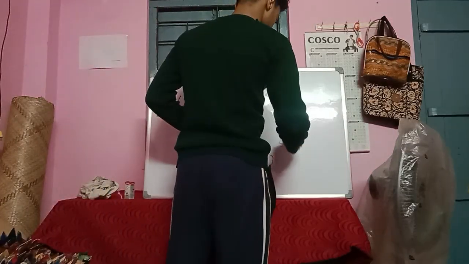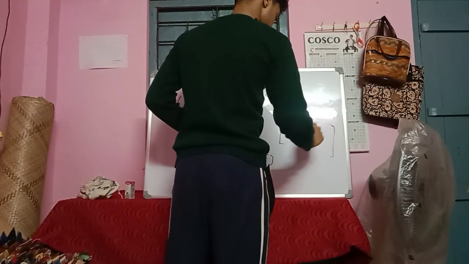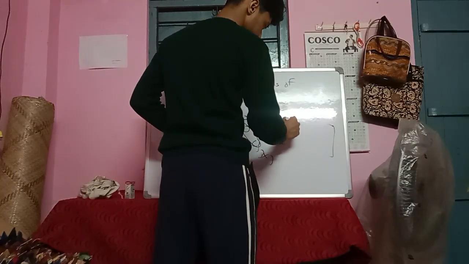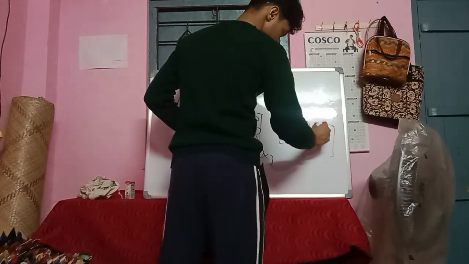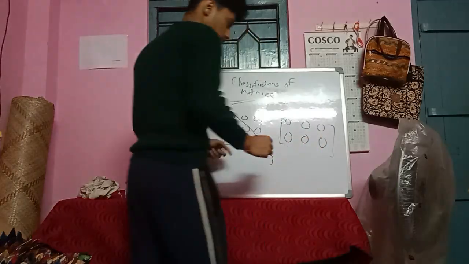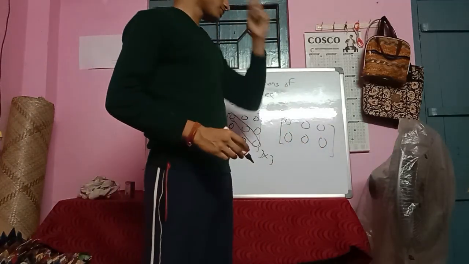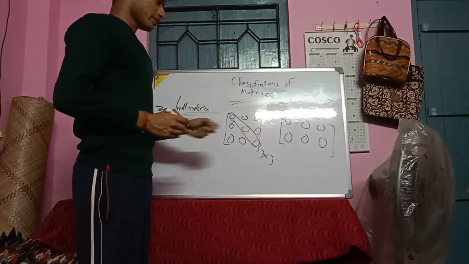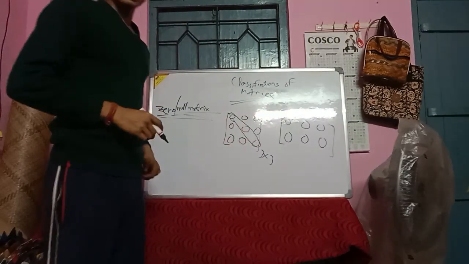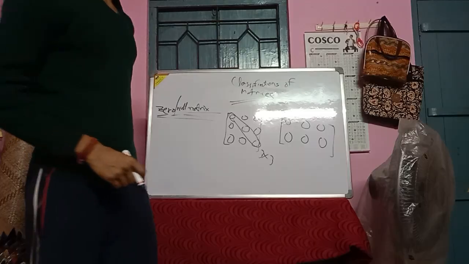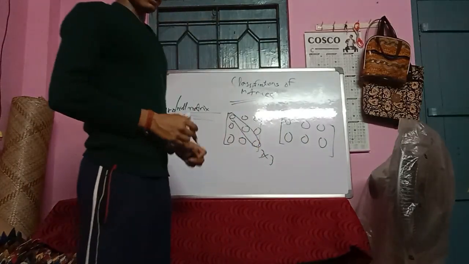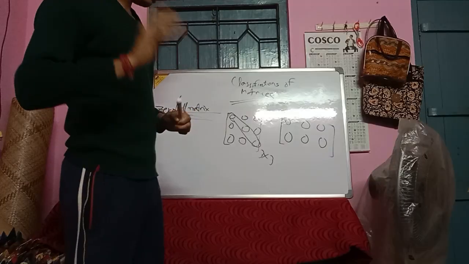Let's say we had a zero matrix, but this one was rectangular. Could we have called it a diagonal matrix this way? No, because diagonal matrices can only be discussed when the matrix is a square matrix. Only a square matrix can be a diagonal matrix. But since this one is a rectangular matrix, this cannot be a diagonal matrix. Got that?